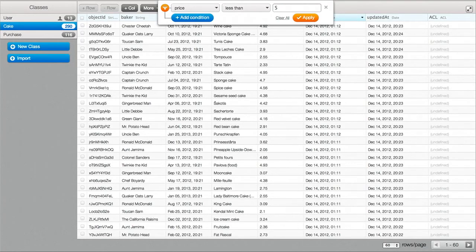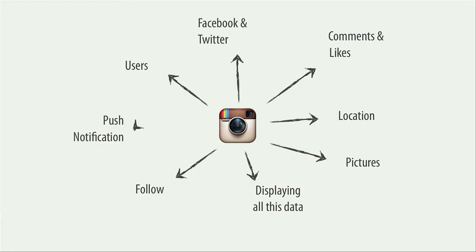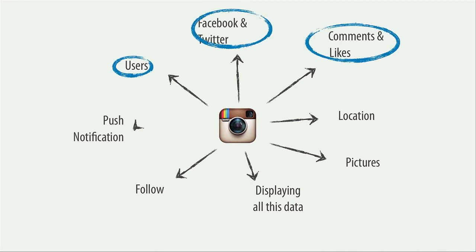So this is the data browser. When you log into your parse.com developer account, you have access to all the classes. You can see which columns each class has. You can add objects, delete objects, and you can even filter those objects to manage your data. So going back to Instagram, we talked about users, Facebook and Twitter, comments and likes, location, and pictures. But we still need a way of getting that data back and actually displaying it in our app.